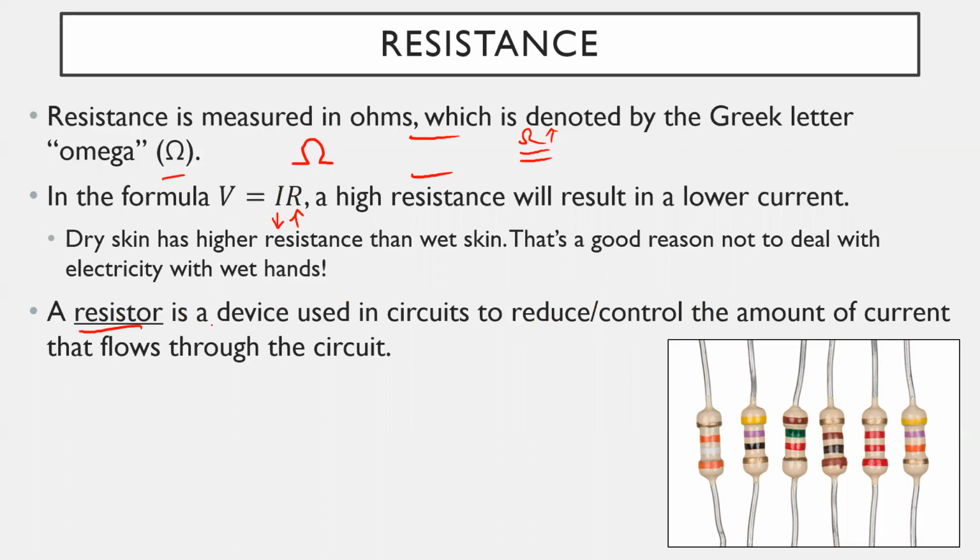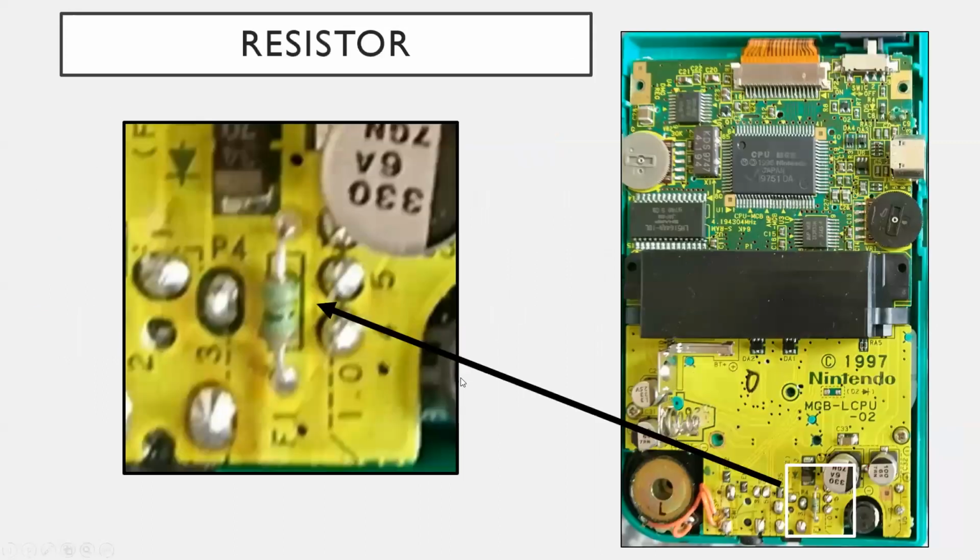Now, a resistor is a device used in circuits to reduce or control the amount of current that flows through the circuit. And they're very kind of weird looking. This picture is actually kind of deceiving, because usually resistors are really small, like the size of the tip of a pen. But they can come in all these different colors. And the color codes, of course, tell you how strong the resistor is. You can also use a multimeter to determine that. But basically, a resistor is just something they put in a circuit to control the amount of current going through it, right? Anyway, that's all you need to know about those.